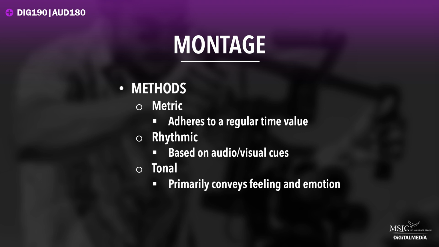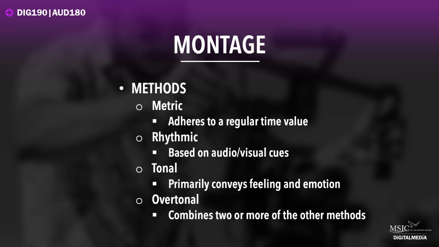The next method is tonal, and that's primarily concerned with conveying feeling and emotion. So it's not really tied to time or audio or visual cues. It's more about the nature of the content itself and how a group of shots interact together to generate a feeling and elicit an emotional response in the viewer. And you'll see in several examples I have below how powerful this can be.